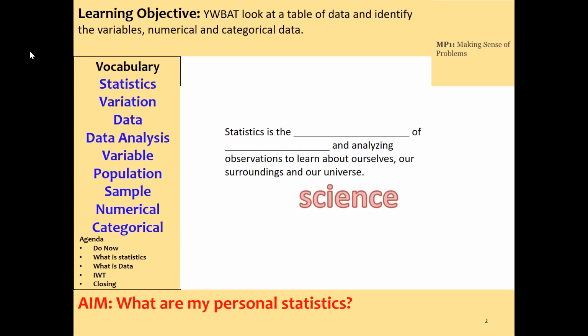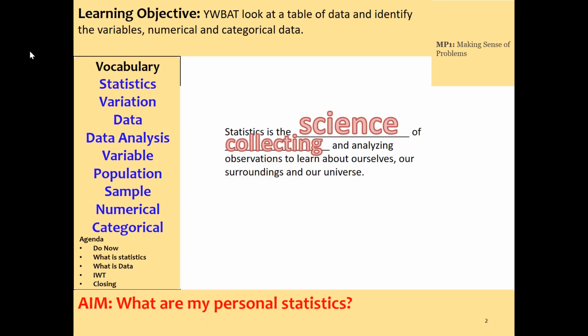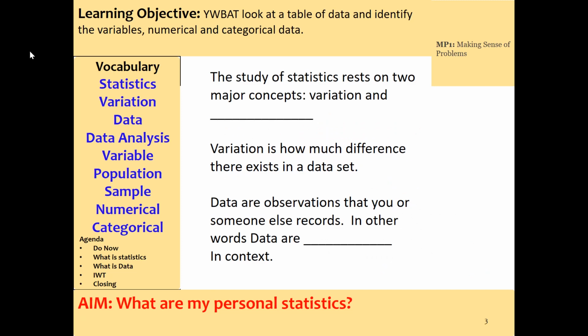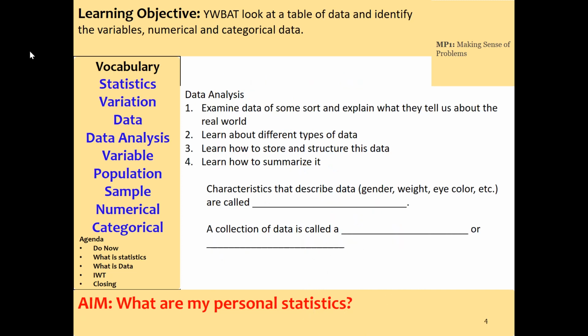So statistics is the science of collecting and analyzing observations to learn about ourselves, our surroundings, and our universe. All right, so it's observations, it's interviews, it's questionnaires, it's putting things into a database and accessing them. The study of statistics rests on two major concepts: variation and data. Variation is how much difference there exists in data sets, and data are observations that you or someone else records. In other words, data are numbers in context.